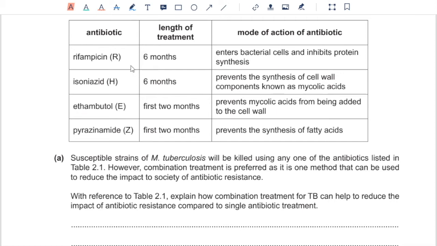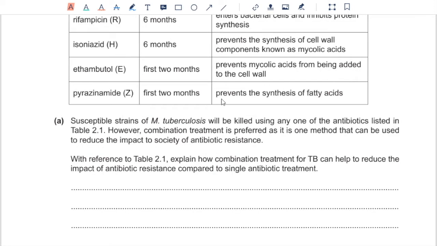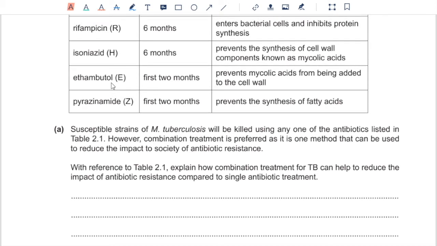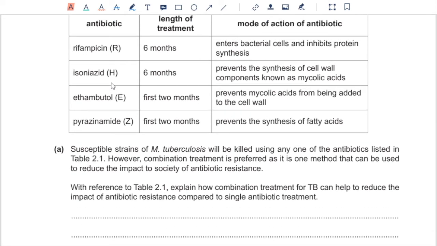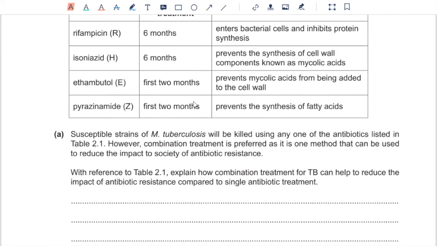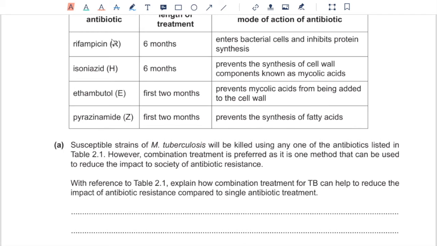And how that happens is, even if the bacteria are resistant to say rifampicin, they would be destroyed by the rest of the antibiotics. The chances of those bacteria remaining and forming a reservoir of infection would be reduced by using a combination. And then to complete your answer, you can explain that by using the mode of action of different antibiotics. So in my answer, I'd be using rifampicin and isoniazid.